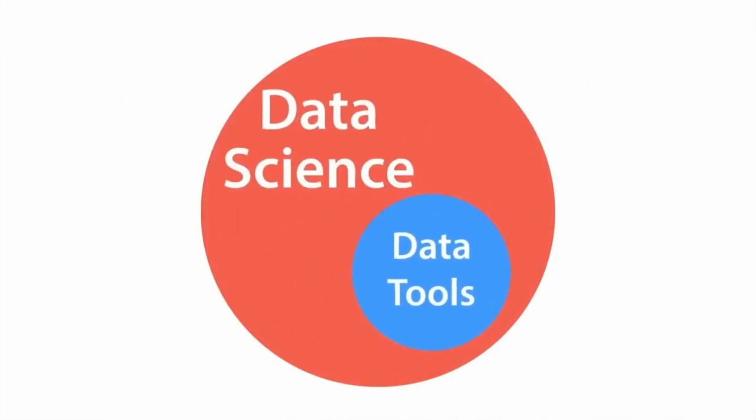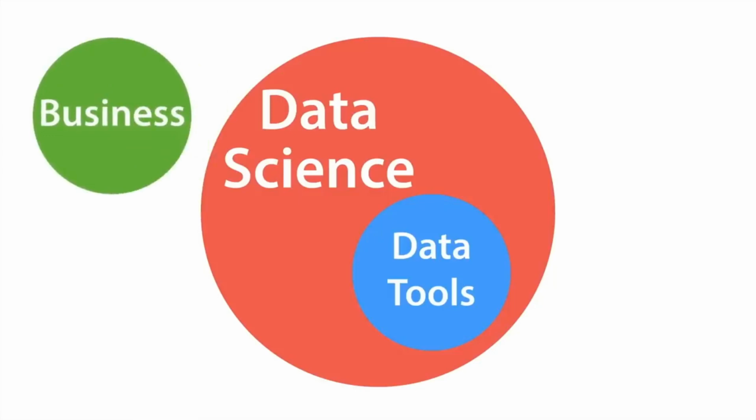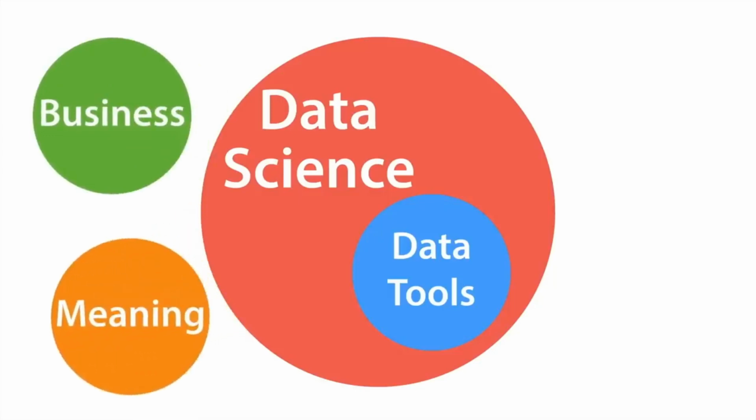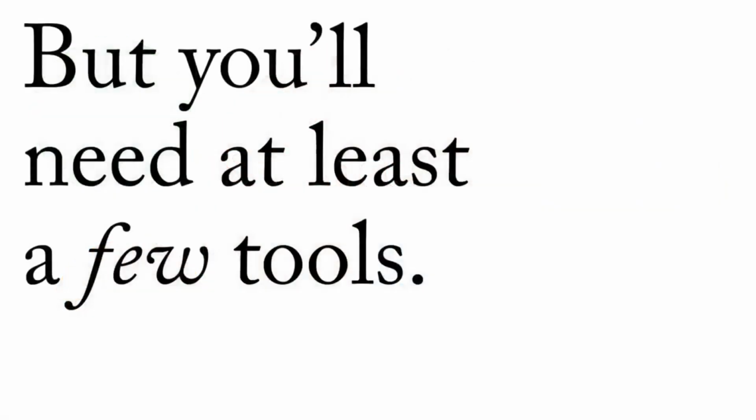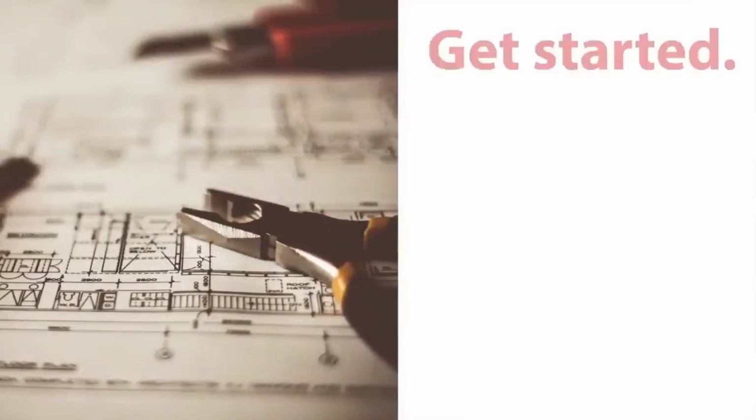Data tools are simply one element of data science, because data science is made up of a lot more than the tools that you use. It includes things like business knowledge. It includes the meaning making and interpretation. It includes social factors. And so there's much more than just the tools involved. That being said, you will need at least a few tools. And so we're going to talk about some of the things that you can use in data science if it works well for you. In terms of getting started, the basic things, number one is Spreadsheets.